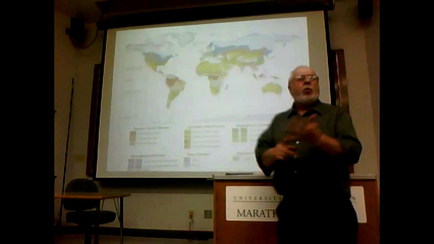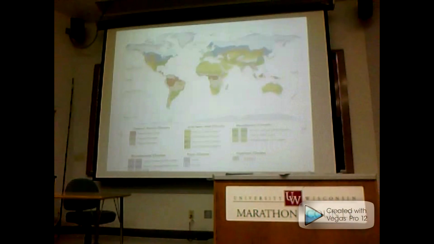Okay, so tropical rainforest, the AF climate. Mature forest, dense canopy, nothing underneath.